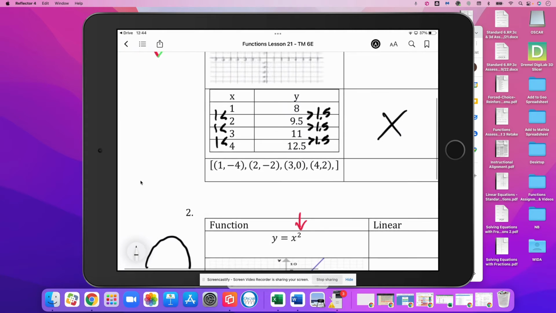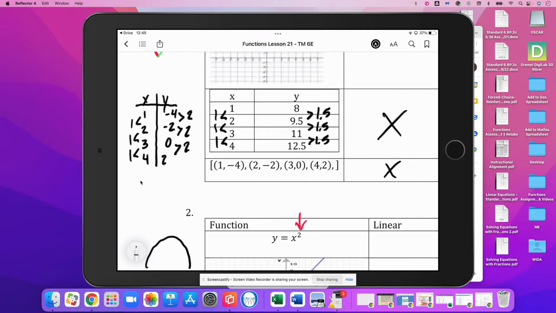The easiest way to do this for a set is going to be to just turn the set into a table really quick. So 1, -4, 2, -2, 3, 0, and 4, 2. So our rate of change on the right, we're increasing by 2. On the left, we are increasing by 1, all the way down. So our slope would be 2 over 1. Since that's consistent all the way through the set or the table, that would be linear.